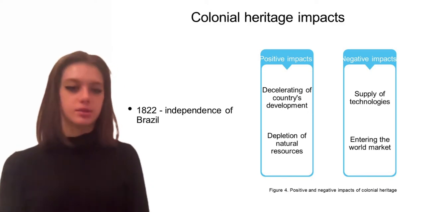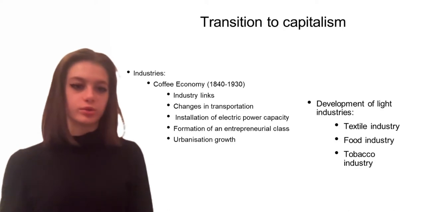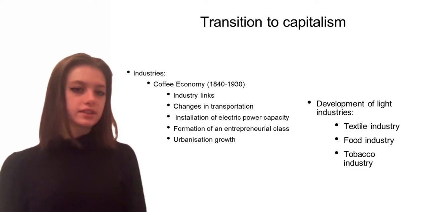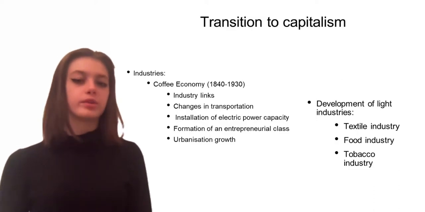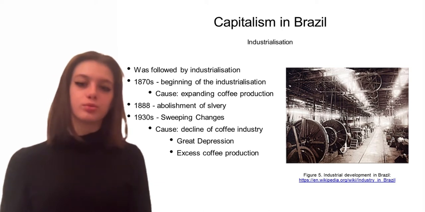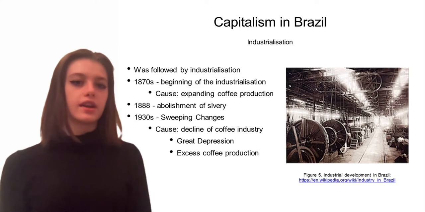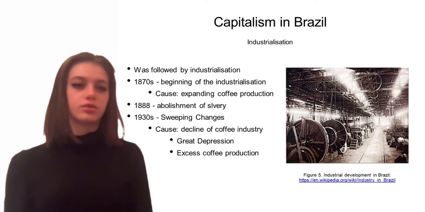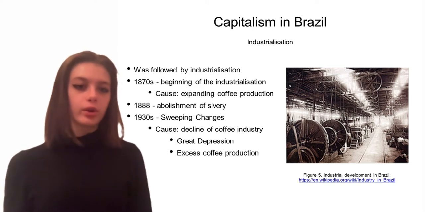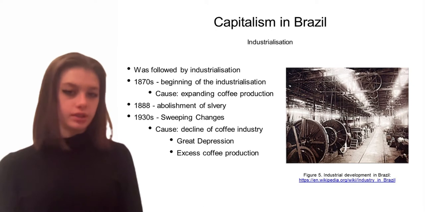after becoming independent. The coffee industry was transitional for Brazil in terms of modes of production. It led to the establishment of essential industry links, development of light industries, urbanization growth, and so on. Now I would like to move on to the capitalism, which was followed by the country's industrialization in the 1870s. That started because of a forced necessity due to the expanding scale of coffee production. Moreover, the abolishment of slavery also contributed to the industrial development as the number of workers diminished.